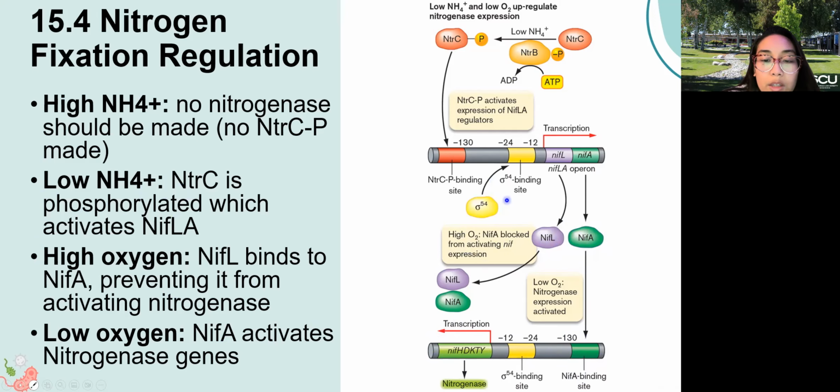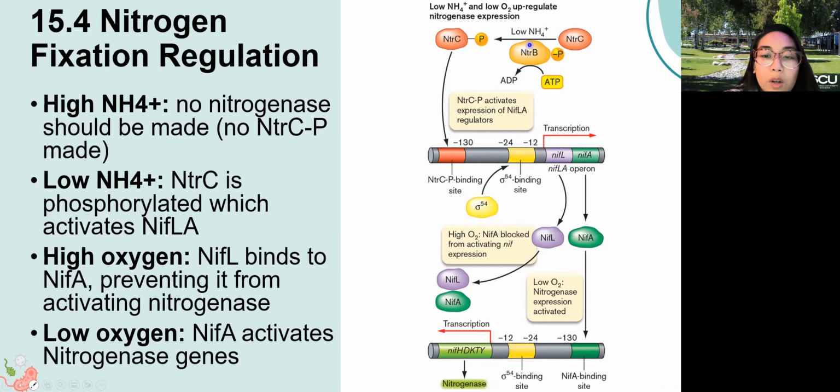The other player that's involved that I didn't really talk about was sigma 54. Sigma 54 is also involved. It binds to both the NIF-LA operon and also binds to the NIF-HDKTY gene or operon. So it's involved in both here. So you also need sigma 54 to be present for any of these things to happen. But I didn't really want to focus on that. I really wanted to focus more on NTRC and its whole job, and NIF-L and NIF-A.